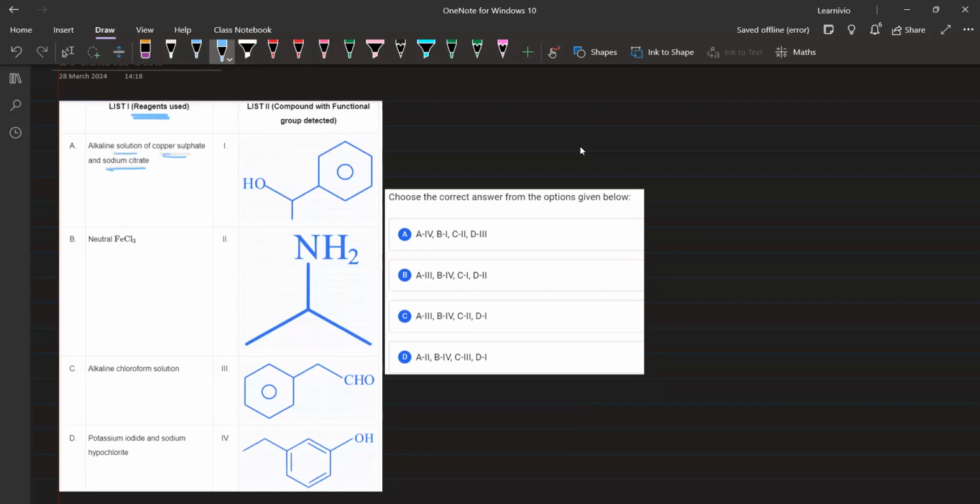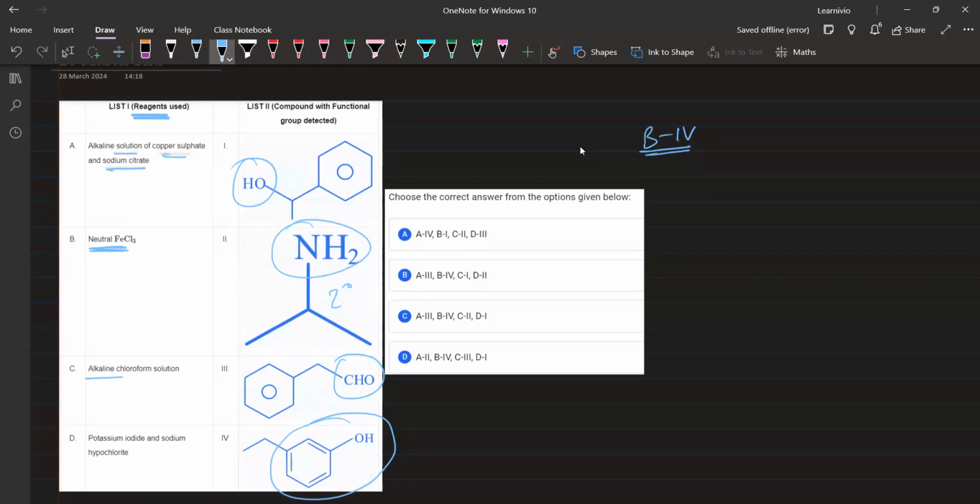What are the different groups? Here we have alcohol. Here we have amine, and this is a 2 degree amine. And then we have aldehyde, and then we have phenol. So at least for phenol, you should know that neutral FeCl3 is used, and it is only used for phenol and carboxylic acids. Okay? So for B, what is it? B is 4.